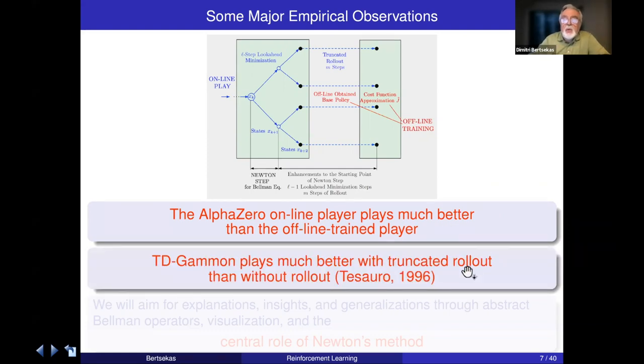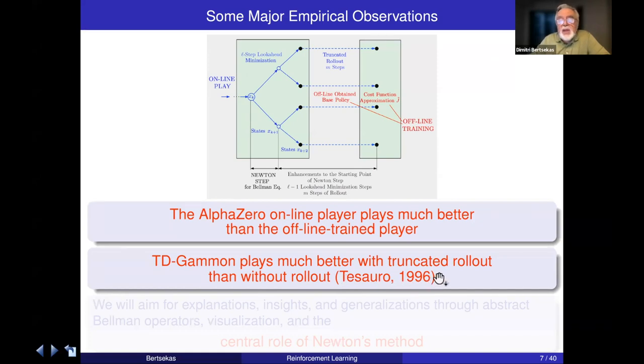Another empirical observation, which dates 25 years ago, is that TD Gammon plays much better with this middle portion, which we call truncated rollout, than without rollout. The name rollout, by the way, was coined by Tesauro, the originator of TD Gammon. And it relates to backgammon, like rolling the dice and rolling out the game and things like that. The name is used in many different meanings these days, but I'm going to be using it in the same way that Tesauro has used it.